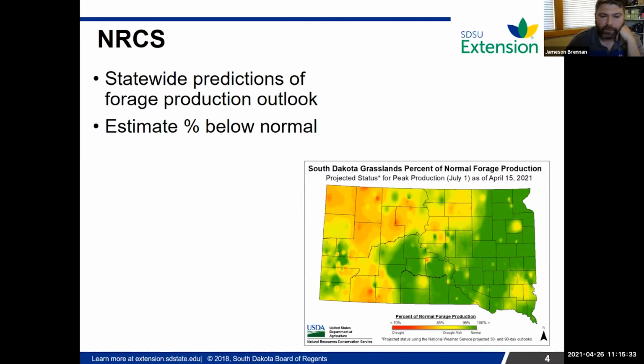As you get up here in the northwest corner, we've had a lot of drought up in that corner, very little moisture that's happened over the past spring. They're predicting you might be about 70 to 80% normal forage production. And so looking at this tool as it's updated regularly, you can work that into your grazing plan to get an idea of what you might expect in terms of forage production on the landscape.